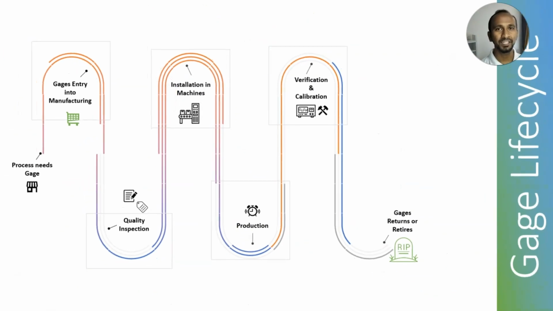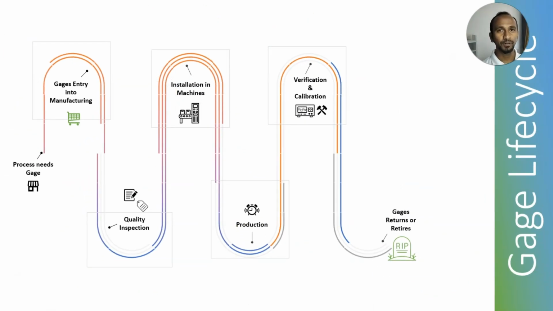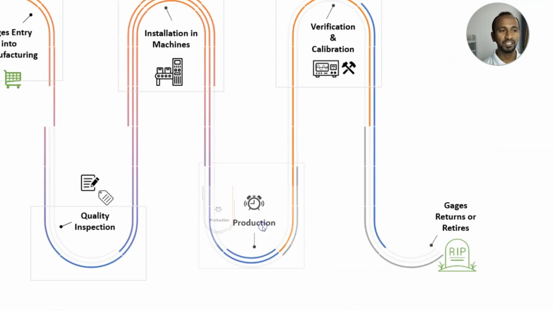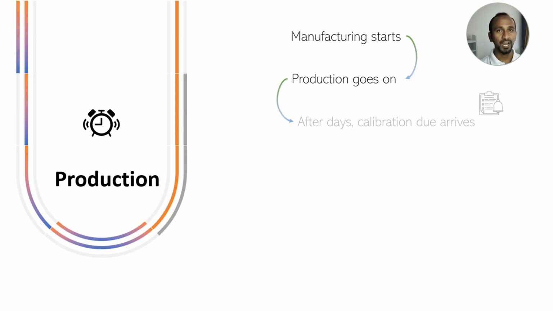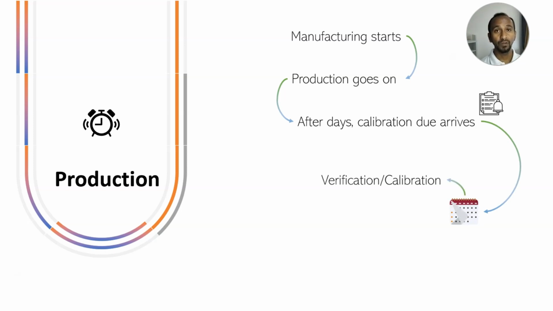Once the machine is built, it's moved to production and manufacturing starts. The manufacturing goes on and on, production goes on and on, and there comes a time when either the time has elapsed for the calibration and you are due for the verification and calibration process, or in some cases it gets deviated in specific parameters during the production and you want to look at why that happens, and typically in that case you need to look at the calibration of the specific instruments.